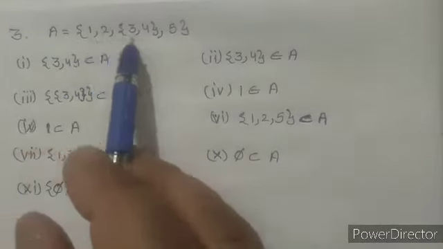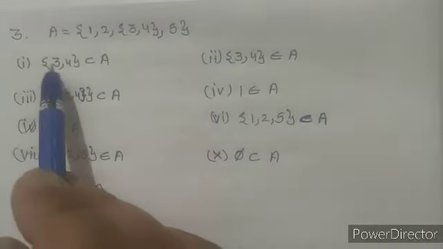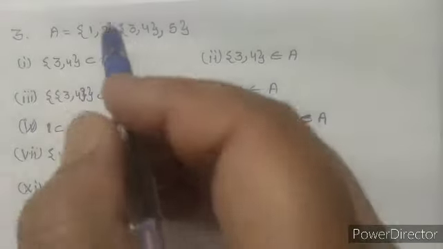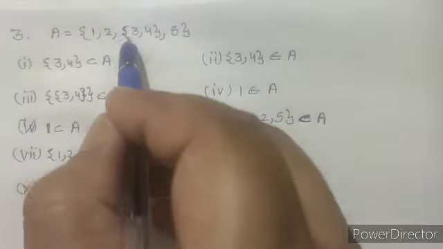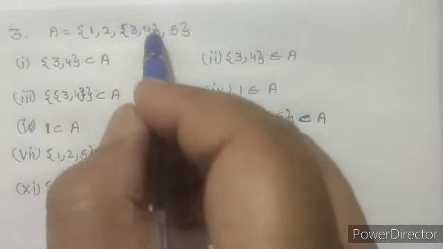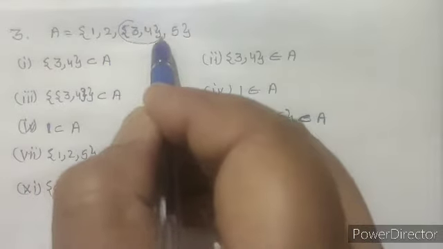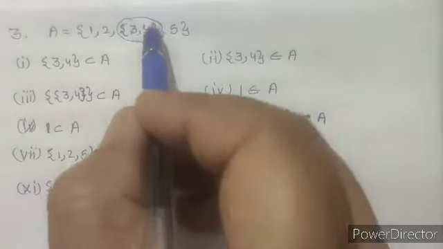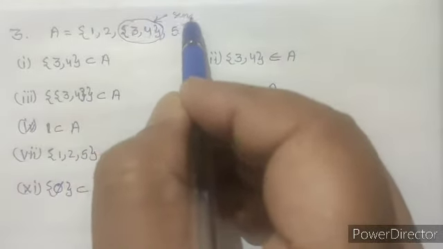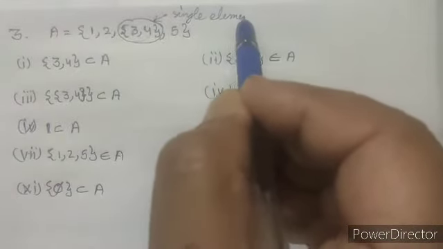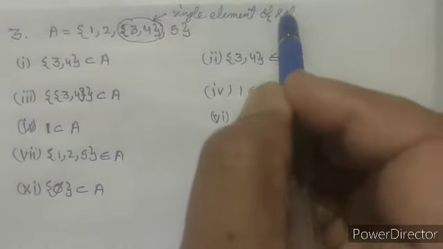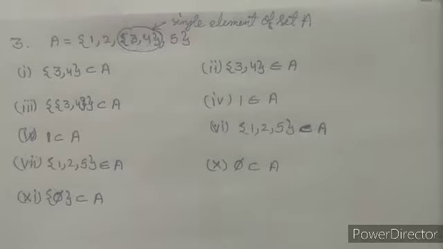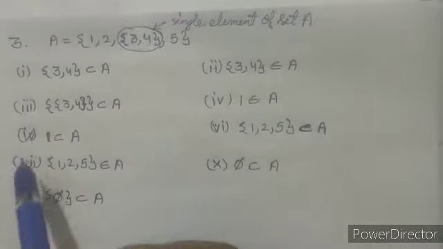In the third question, set A is given to us. Now here in the first part, he is saying that the set {3, 4} is a subset of A. As we see here, these braces around 3, 4 are inside the set, so this whole will be regarded as a single element of set A. We will not regard 3 and 4 as separate elements of the set. These will be a single element of the set.